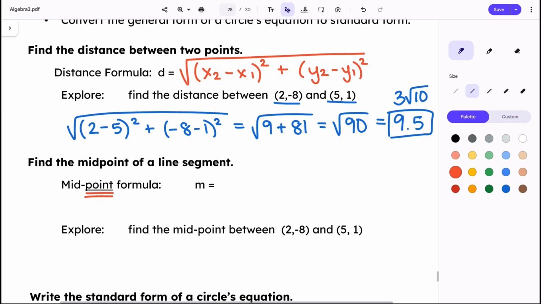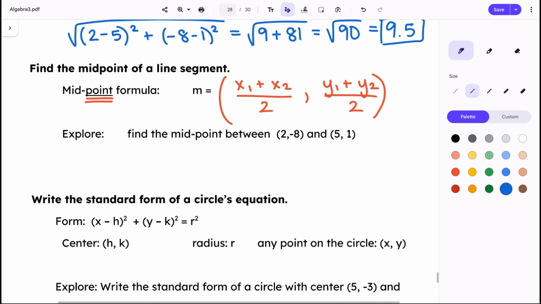To do this, you're basically finding the average of your x coordinates because you're going to add them and divide by 2. And then there's a comma to separate. You're going to do the same thing for your y coordinates. Okay, so we're going to add the x's, divide by 2, add the y's, divide by 2, but you're going to keep them 2 separate numbers because we are talking about a coordinate here.